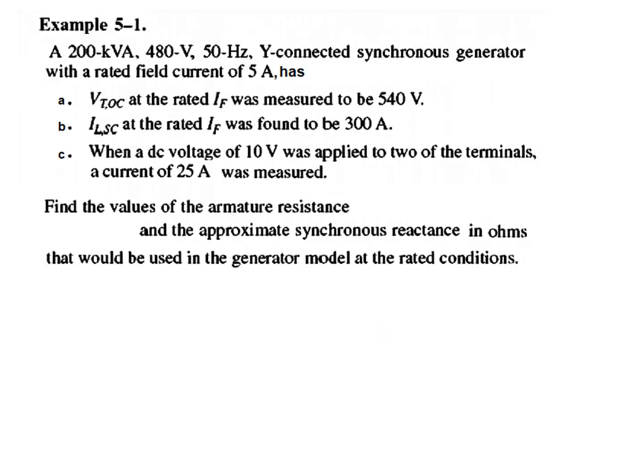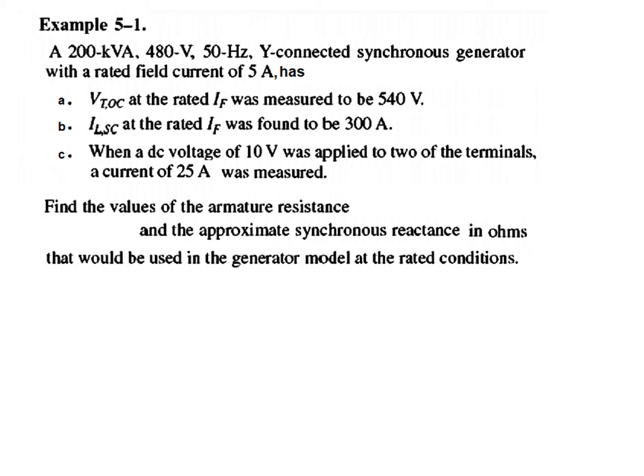Okay, now let's do an example to clarify our concept. We have a 200 kVA generator, so this is the power of the generator, not concerned at this point. 480 volt, so this is the three-phase voltage or terminal voltage. 50 hertz is the frequency, YY connected synchronous generator with a rated field current of 5 amperes. So the maximum field current is 5 amperes.